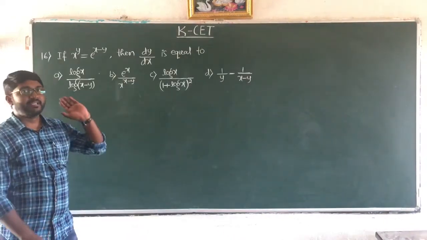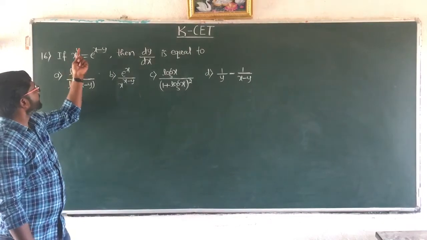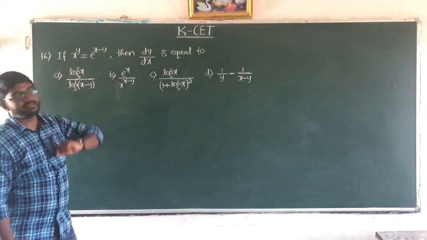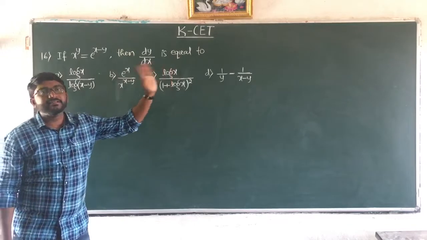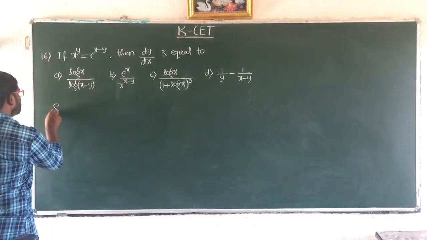Well, so the next problem is, if x to the power y is equal to e raised to (x minus y), then dy by dx is equal to, see here.